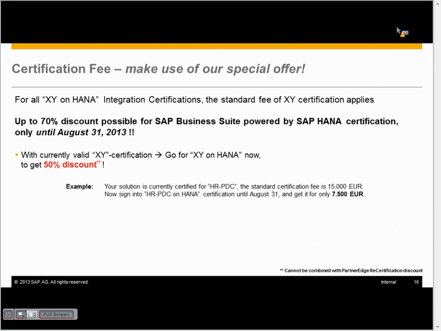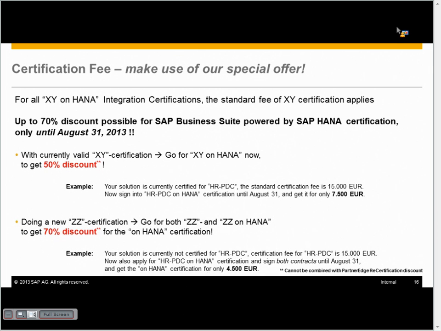If you have currently a valid certification, then you could go for this same certification on HANA, and you would get 50% discount on the certification fee. So for example, if you have currently a valid HRPDC certification, and you would now sign into HRPDC on HANA certification, then you would get this additional certification for only 7,500 euro if you sign the contract until end of August.